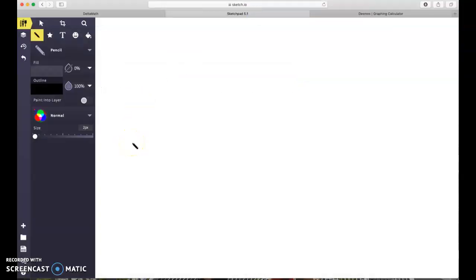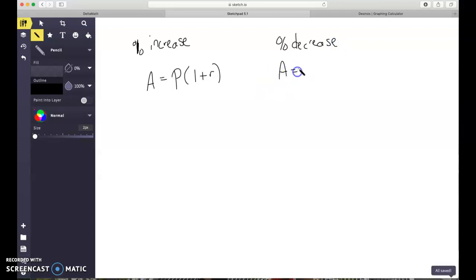We can use our formula where you've got percent increase, which is your principal or original amount, 1 plus the rate, and this is percent. It's all backwards. Or you have percent decrease, where your amount is equal to your principal amount or original amount invested, 1, and then decreases using subtraction. So 1 minus your rate, that's decreasing.